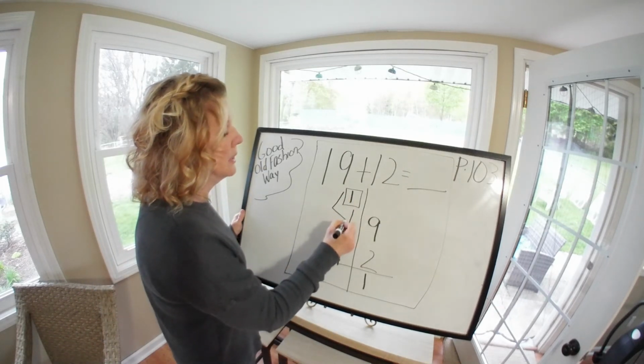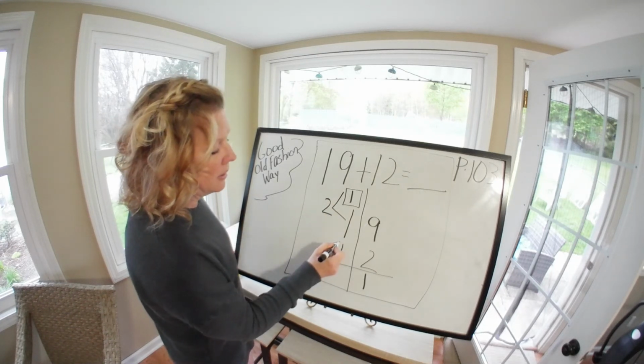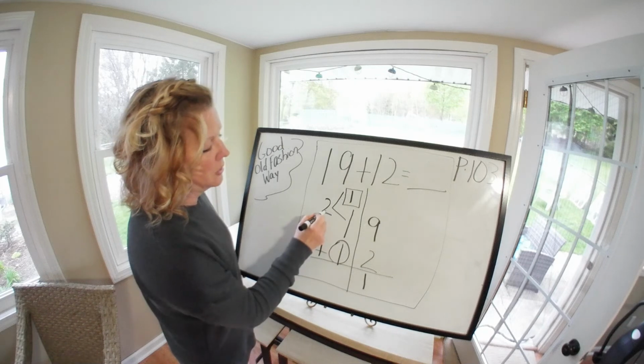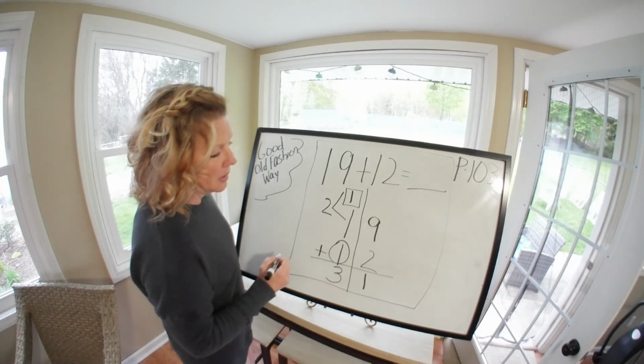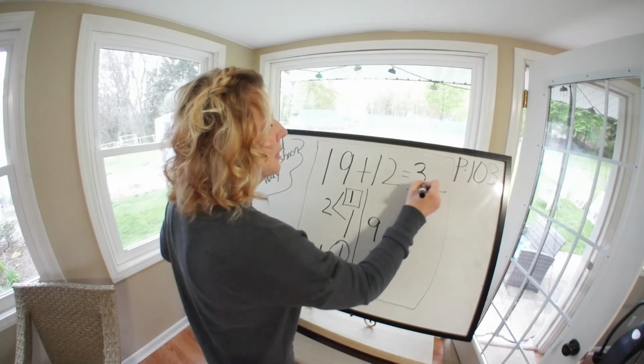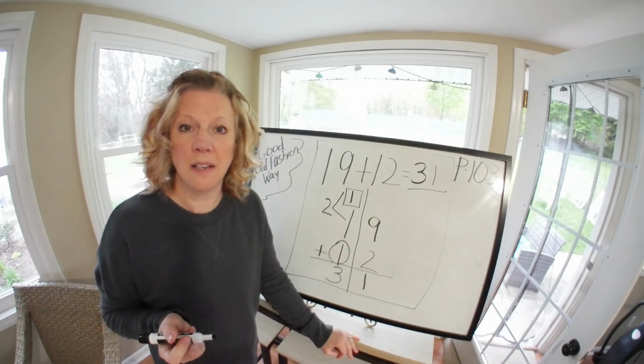Now, we're going to connect our first 2 numbers. I have 1 plus 1 is 2, and then 2, and why don't we go ahead and circle this so we know we have to add it. 2 plus 1 more is 3. So my answer is 31. What do you think?